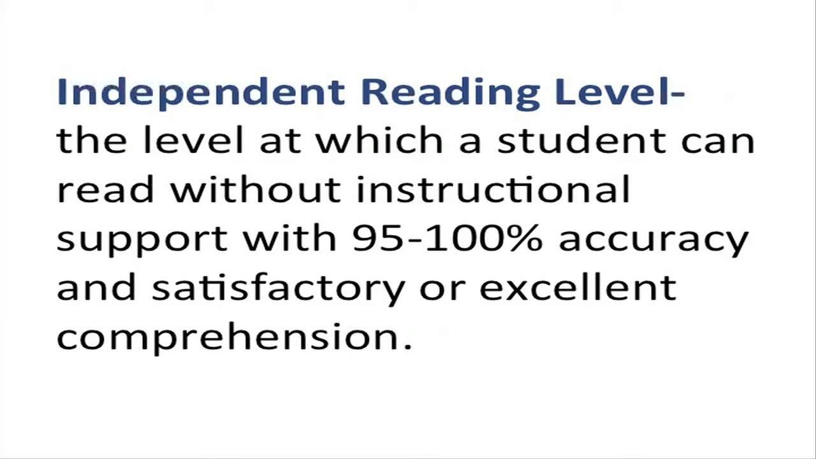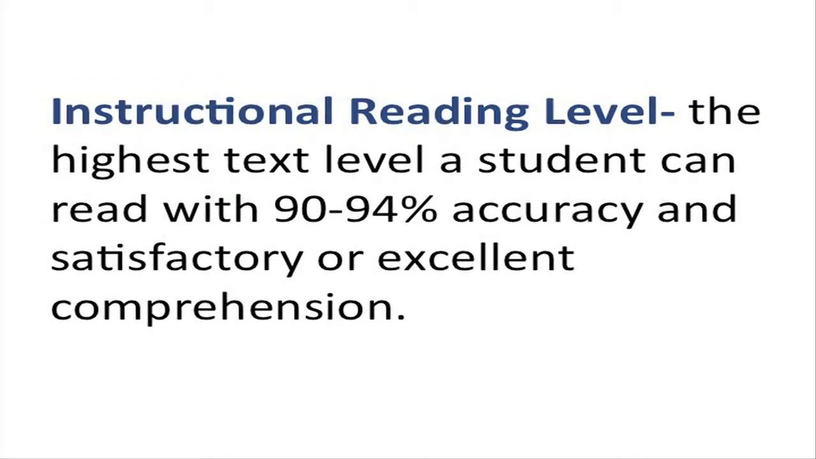By contrast, a student's instructional reading level is the highest text level a student can read with 90 to 94% accuracy and satisfactory or excellent comprehension. This explains why children can sometimes manage an assigned reading task while at school, but they cannot achieve the same level of reading success at home.